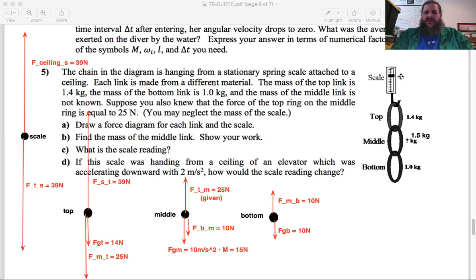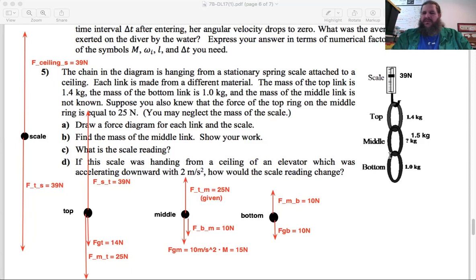And that means what's the scale's display going to be? What number is the scale going to say if it's been calibrated correctly? 39 newtons? Yeah, the scale should say 39 newtons, because the whole point of a scale is to measure how much force it's being pulled with, not the total force, but just the force from whatever it's attached to. And of course, the ceiling is going to apply the same amount of force so that the scale doesn't accelerate. But the spring within the scale does stretch because it's got this tension force pulling on it.